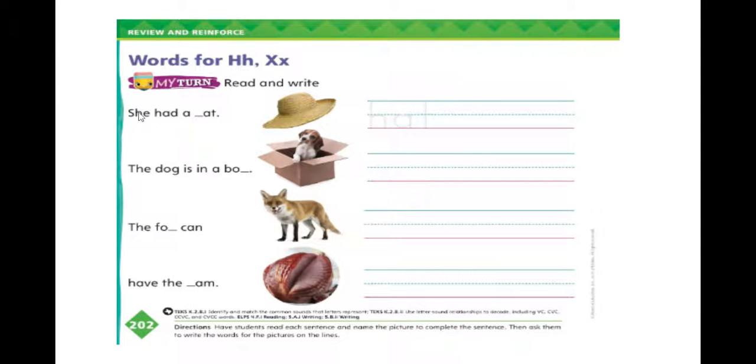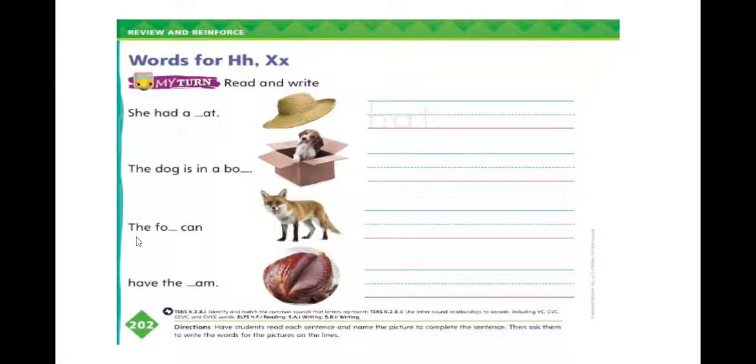Let's read the first sentence. She had a _at. This word is missing the first sound. Look at the picture. What should be the first letter? Pick your letter. Now you're going to practice writing that word on the line next to the picture. The next sentence says, the dog is in a box. It's missing the sound. Fill in the letter, then practice writing the word on the right side on the line.